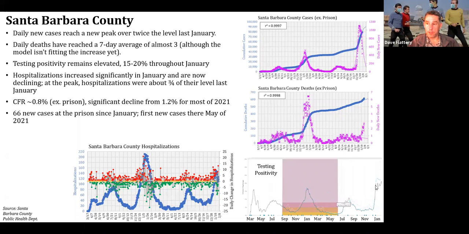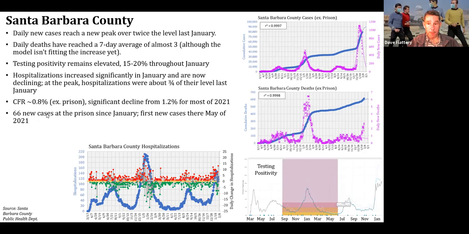Testing positivity is still really high, higher than it's ever been. Throughout January, and even the last week in January, which is as late as these data go, it's been 15 to 20% positive cases. So testing positivity remains pretty high. New cases are coming down.